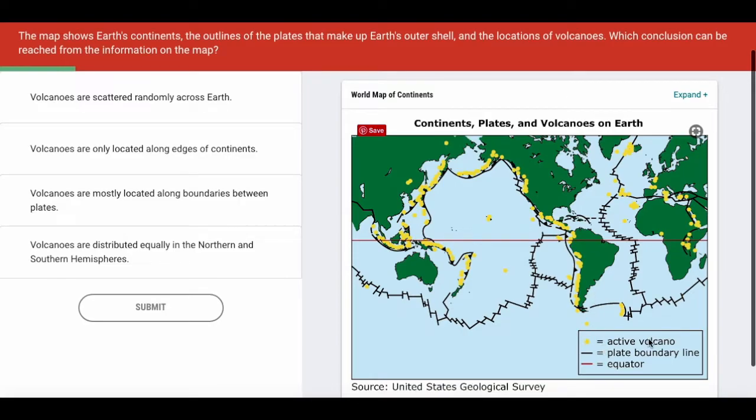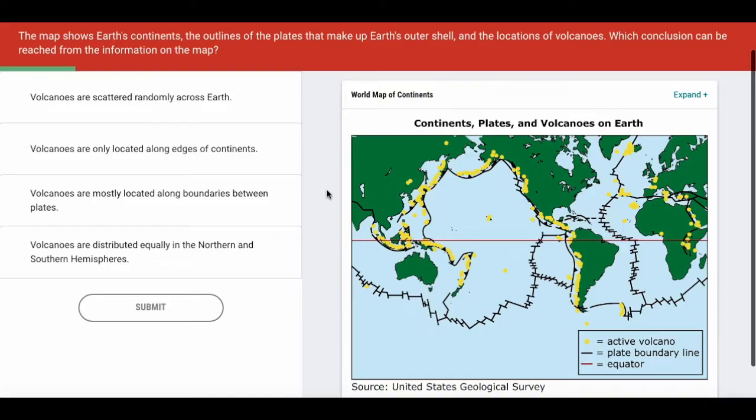It's always extra important to pay attention to a key if you're given one. The key tells us that the yellow dots are active volcanoes, which we see here, the black lines are the plate boundary lines, and the red line is the equator. So let's go through the answer choices and use process of elimination. When in doubt, use process of elimination.